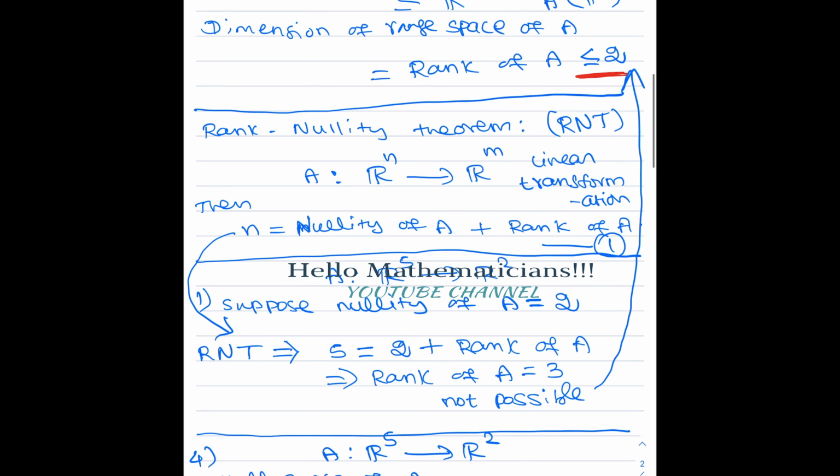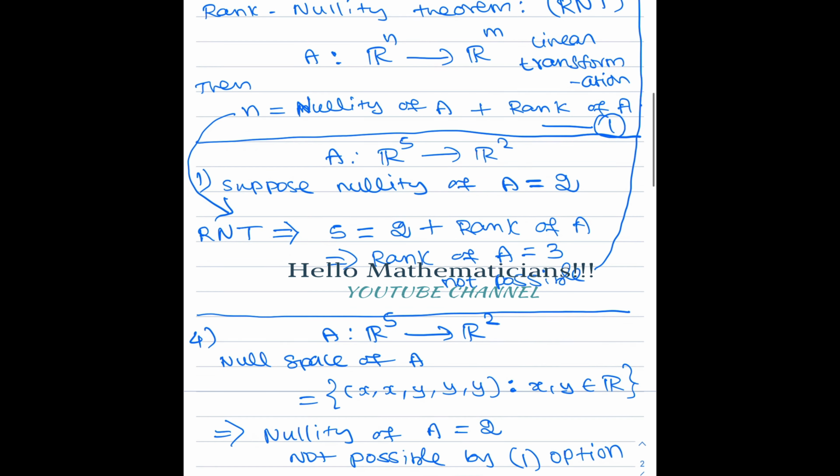Now let's state what is Rank-Nullity Theorem. So if A is a linear transformation from R power n to R power m, then you take this n. This n is equal to nullity of A plus rank of A. Okay, so this is a very powerful theorem, one of the powerful theorems in linear algebra. We see how to use this theorem in proving the options.